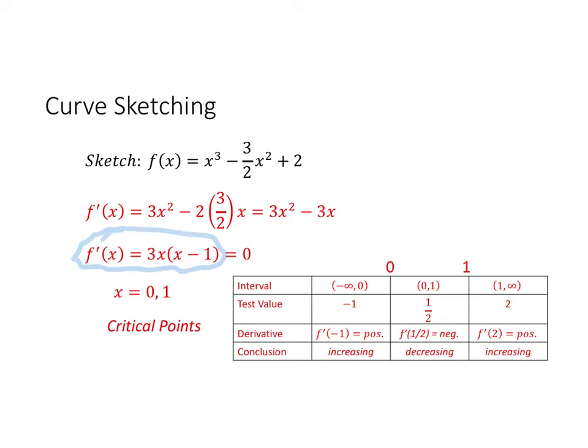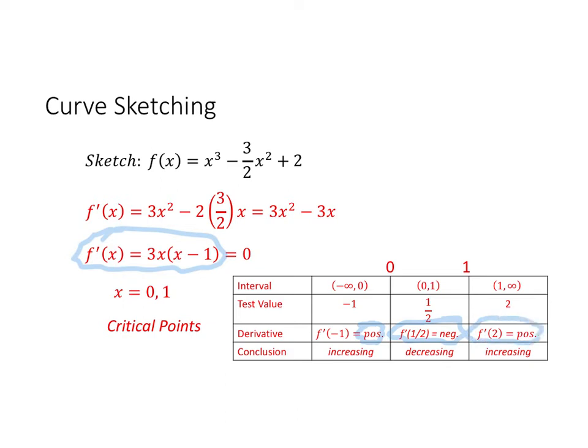we'll see that at x equals minus 1, the derivative is positive. All we're concerned with is whether it's positive or negative. We don't really care what the actual value is, just is it positive or negative. If I plug in x equals 1/2 into the derivative, I get something that's negative. And lastly, if I plug in x equals 2 into the derivative function, I get something that's positive.